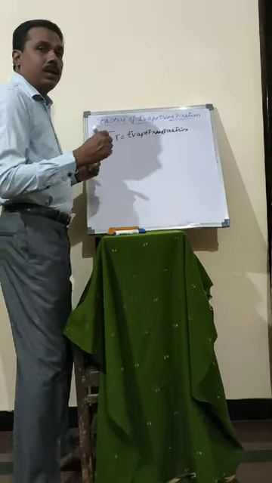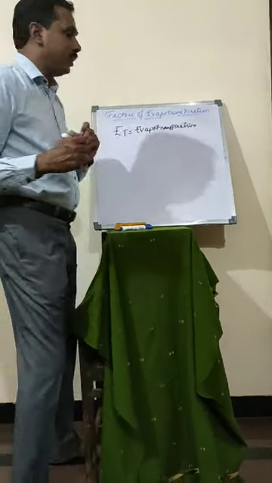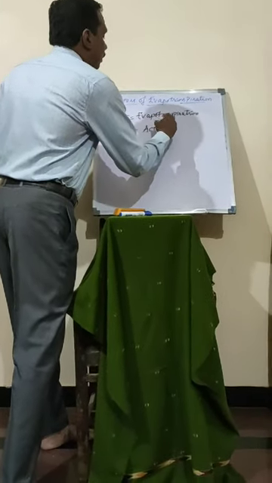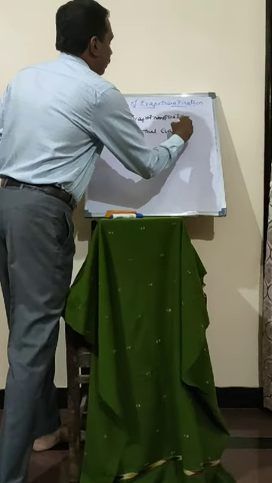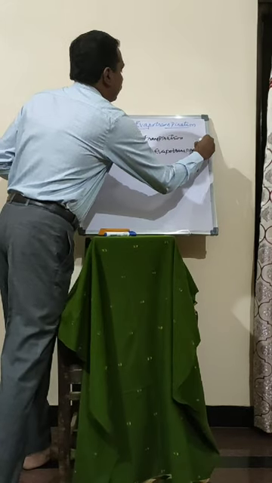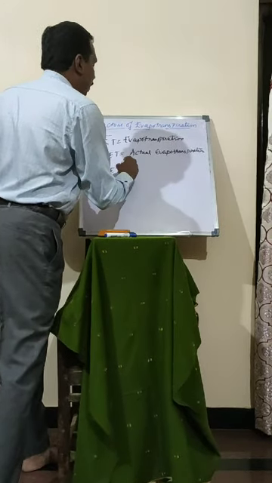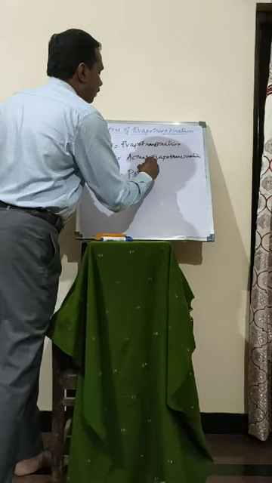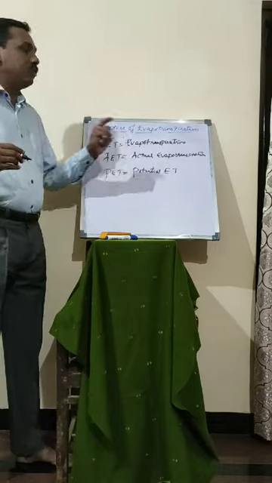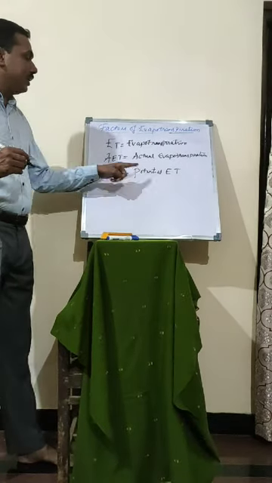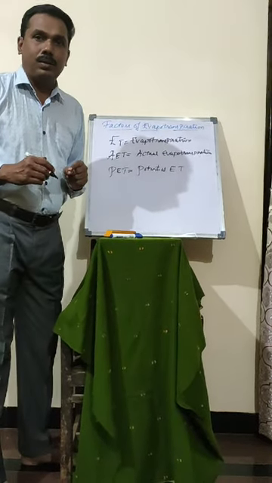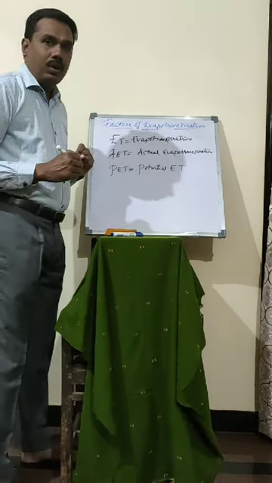Here there are two distinct factors, that is AET, actual evapotranspiration, and PET. What do you mean by PET? Potential evapotranspiration. AET is actual evapotranspiration and PET is potential evapotranspiration. These are the two important, distinct components of evapotranspiration.